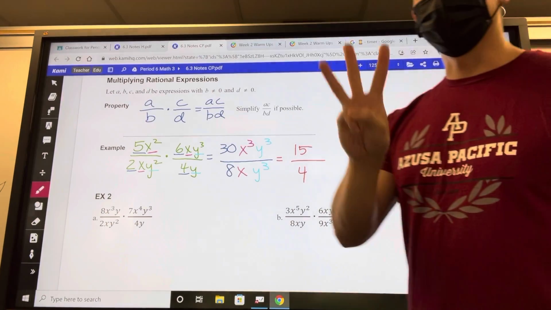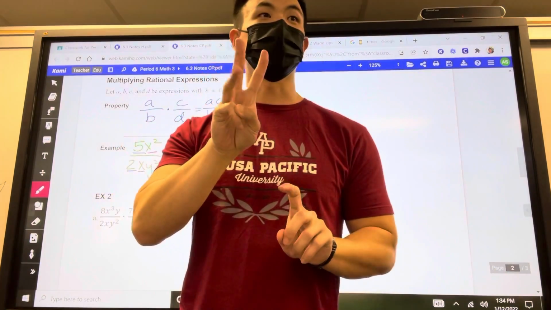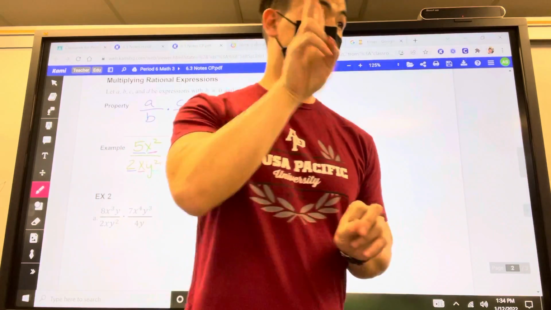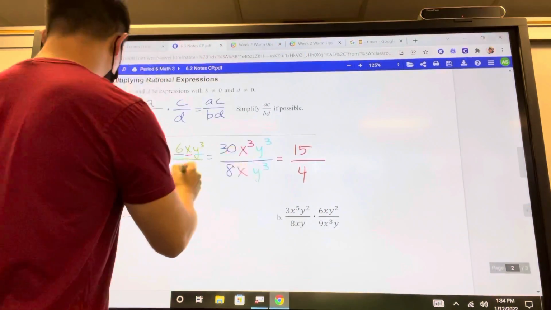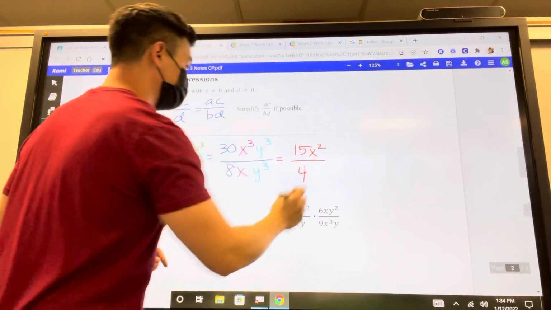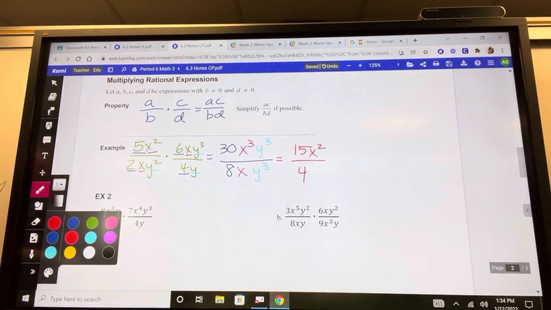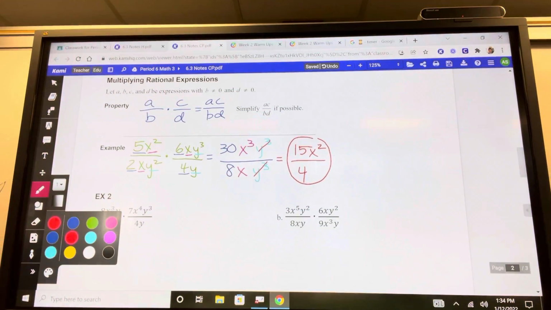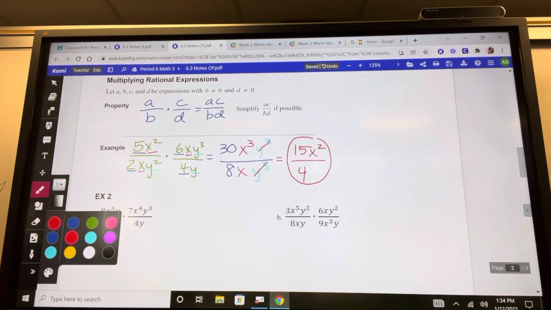X. I've got 3 x's on top and 1 x on bottom. If I cancel them out, how many am I left with? 2 on the top, right? So that's going to be x squared. And what happens to my y's? They both cancel. Not so bad, right? So it looks pretty crazy, but once you break it down, it goes pretty quick. And the math itself isn't super difficult.